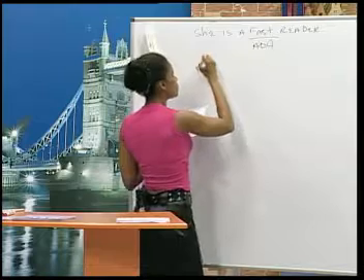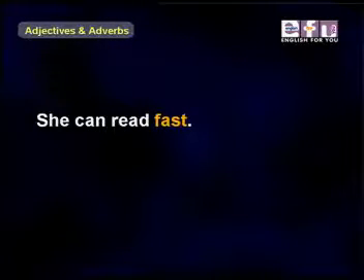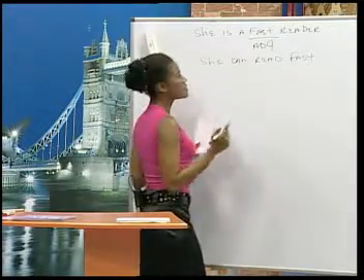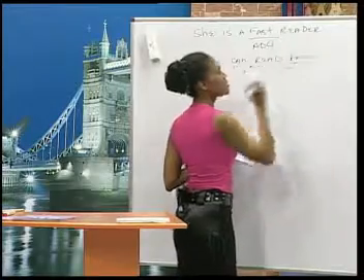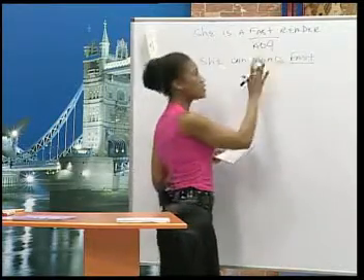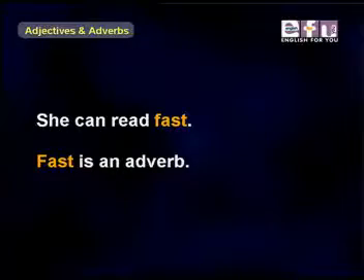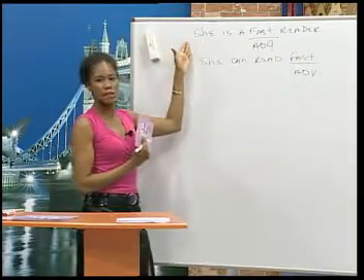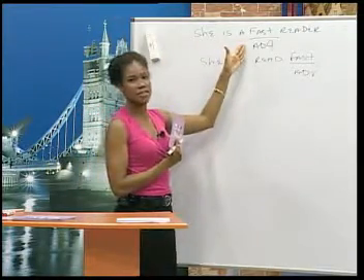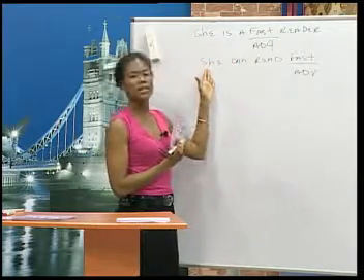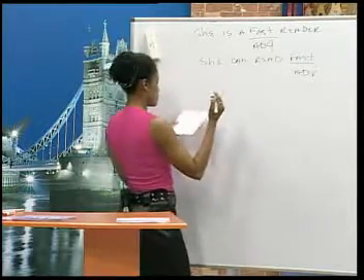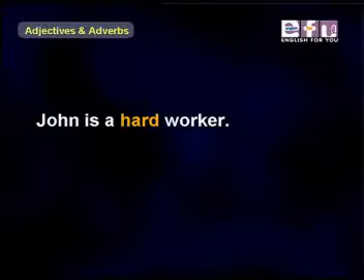Okay, next example. She can read fast. This is saying the same thing, but this time, fast is telling us how she reads. So it's telling us about the verb. So fast is an adverb. So let's review. She is a fast reader, fast as an adjective, but she can read fast, fast as an adverb.